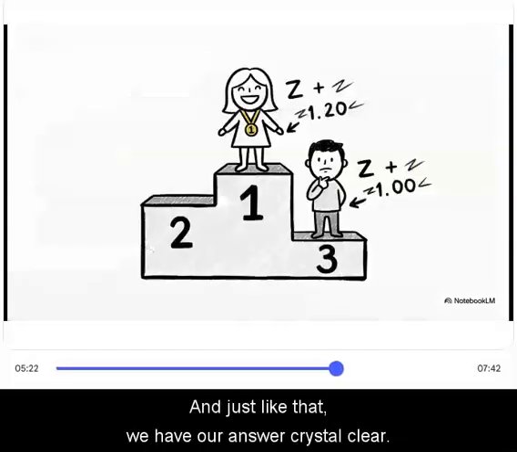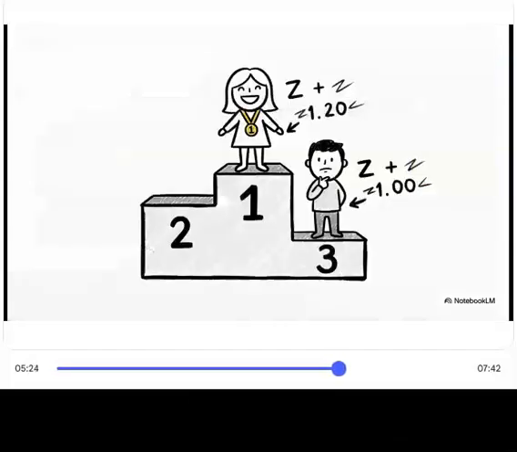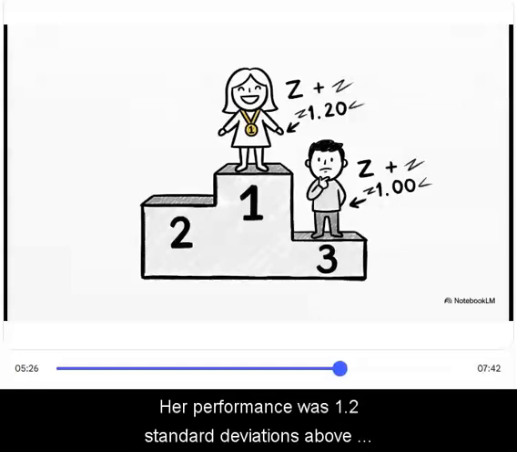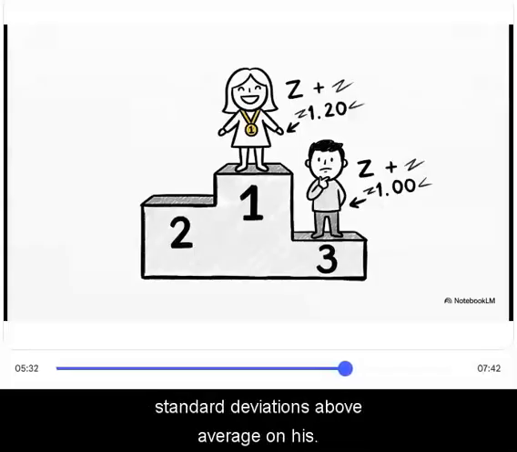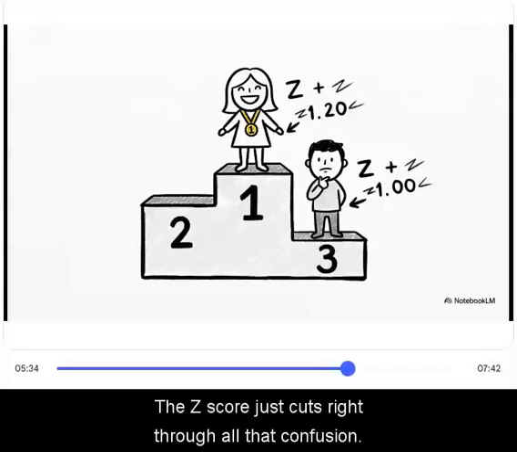And just like that, we have our answer. Crystal clear. Sarah did better. Her performance was 1.2 standard deviations above the average on her test, while James was just 1.0 standard deviations above average on his. The z-score just cuts right through all that confusion.